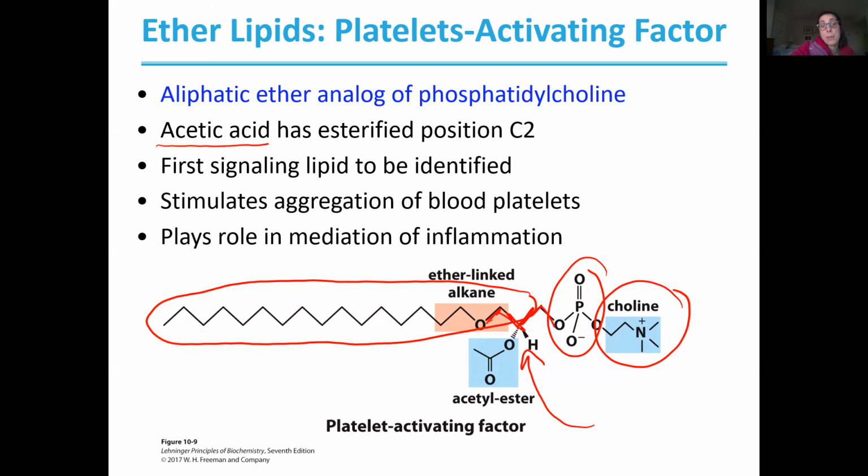This is another type of ether-linked lipid, but it is known to have signaling purposes. It is identified as a signaling molecule that is important to the aggregation of blood platelets, and it helps mediate in inflammation scenarios. So again, this is another type of ether lipid that has a head group similar to a phosphatidylcholine, but its tail portions are different.